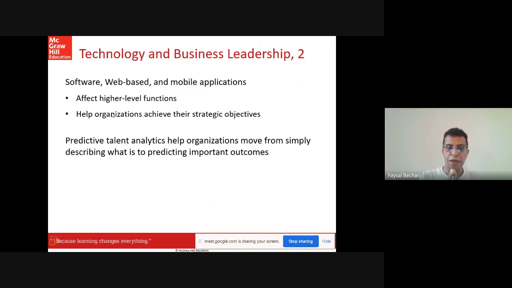Predictive talent analytics help organizations move from simply describing what is to predicting important outcomes. So instead of just describing, you have a system that can give you precise predictions and outcomes.